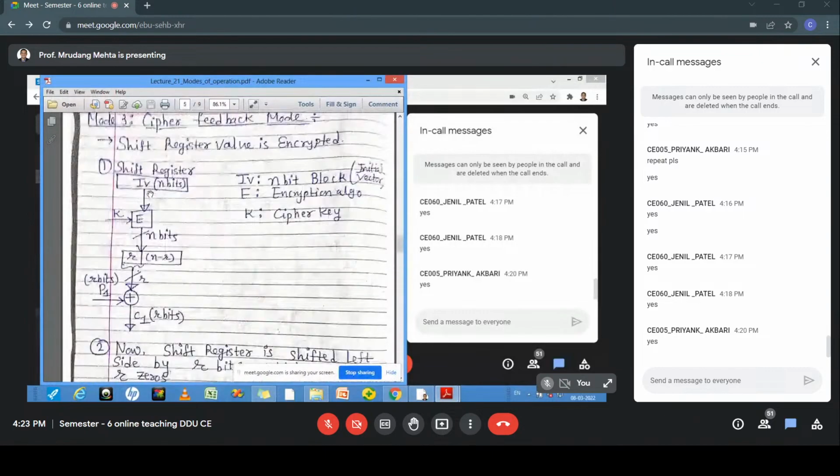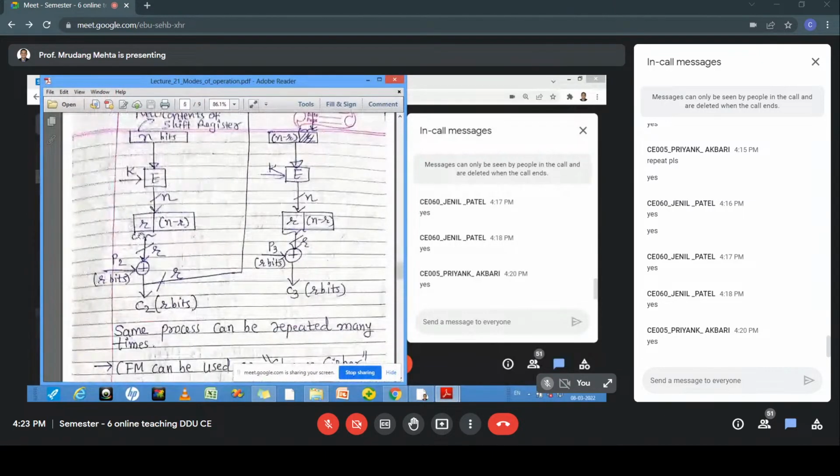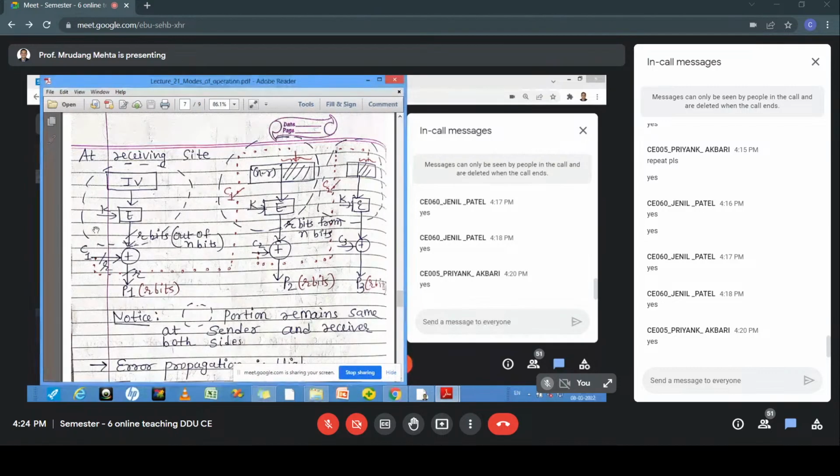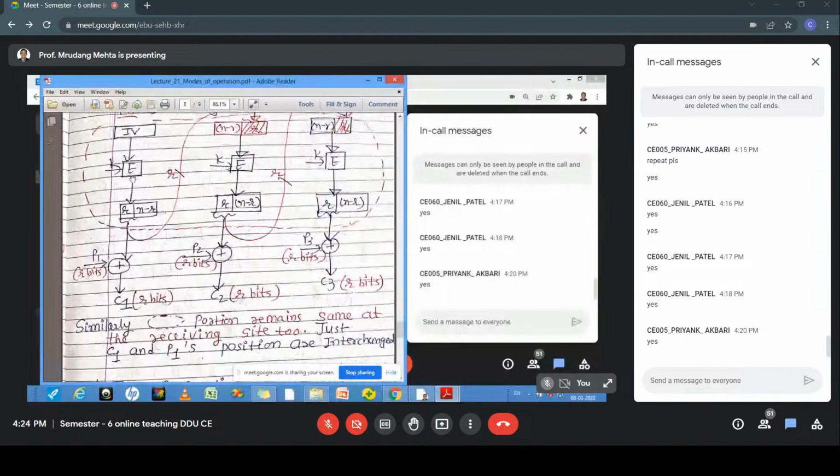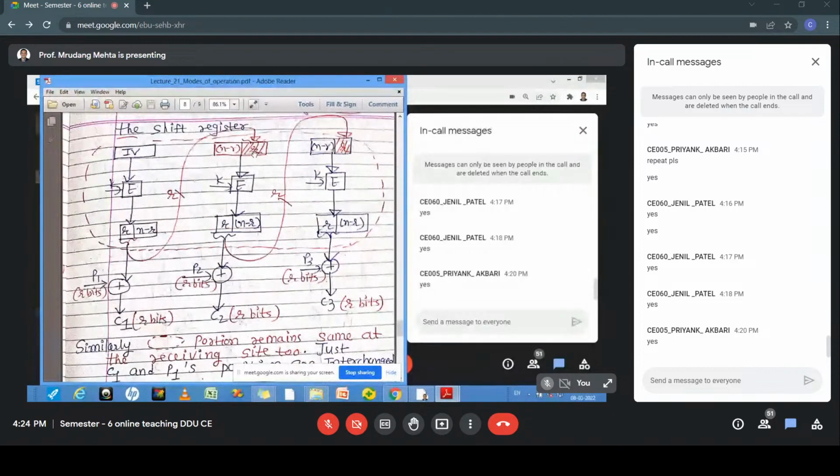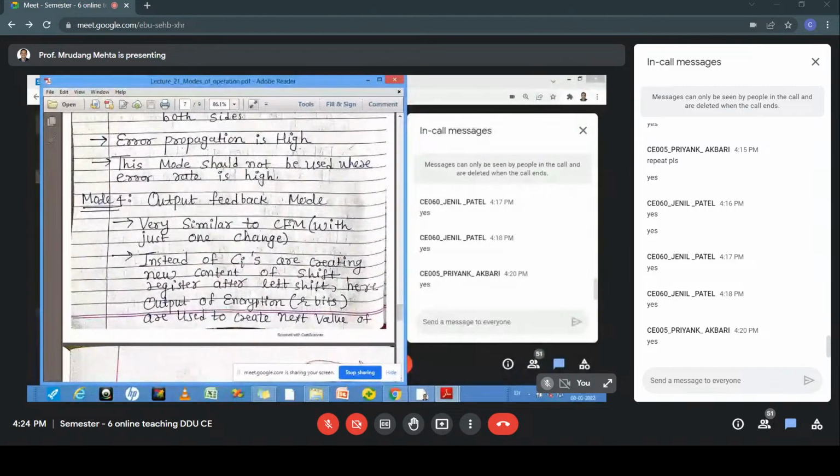Here we are taking this C2 and putting it here, replacing these r zeros. So if there is a transmission error over C2, this will create a problem. But if we take this r-bit output, then this portion is common at both sides. So this r bit is going to be used over here. This is called output feedback mode.